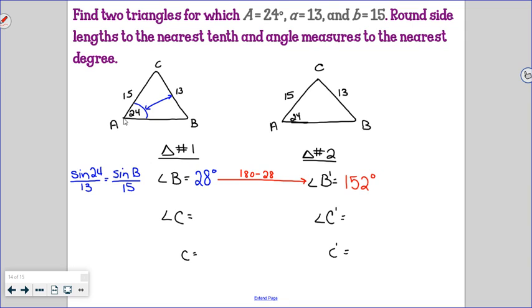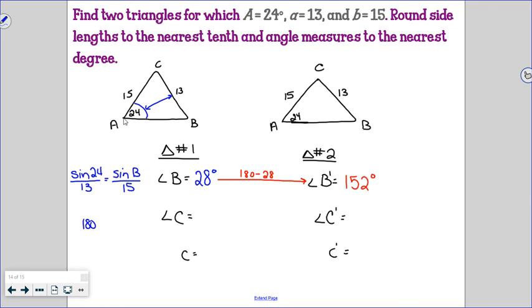Okay, that is your key. If you forget this step right here, you will not be able to get triangle 2. Linear pair, do it immediately. Find your first angle, subtract from 180, start your second triangle. Okay. You can continue with the second triangle or go back and finish this one.